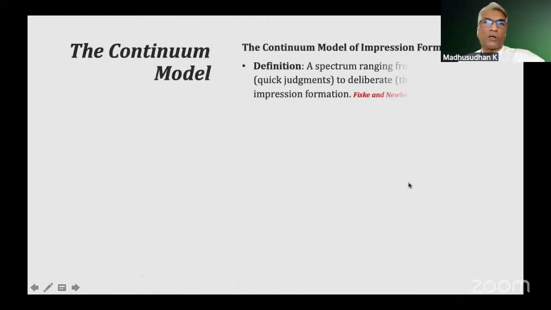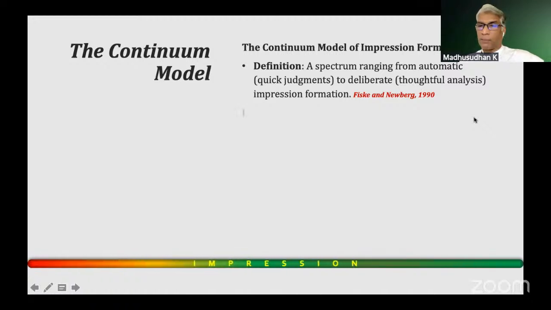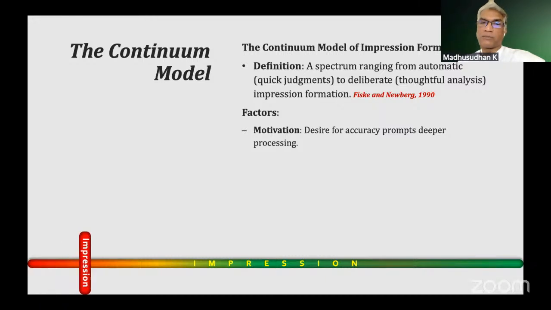Okay. Now, it's a continuum process. What is a continuum? It's a continuous process model of impression formation. What does it mean? A spectrum ranging from automatic, that is quick judgments, to deliberate or thoughtful analysis. Fiske and Neuberg stated this. Your brain is continuously processing based on certain factors, whether it is a short one or a deliberate one. If it is a short one, your impression is very quick to form.